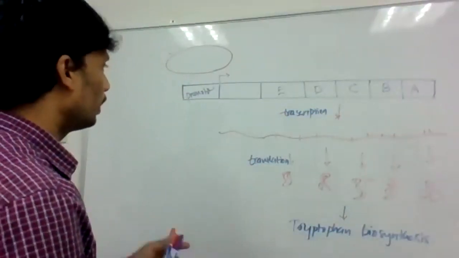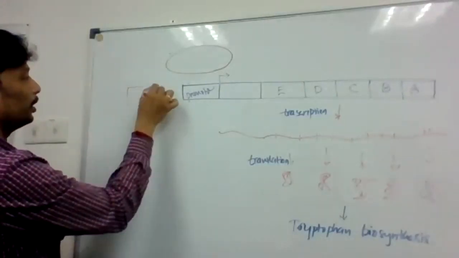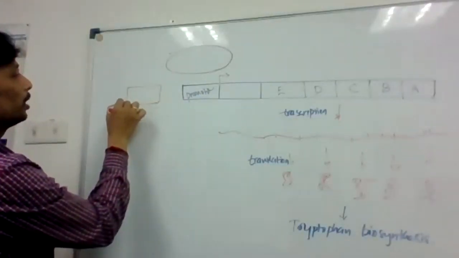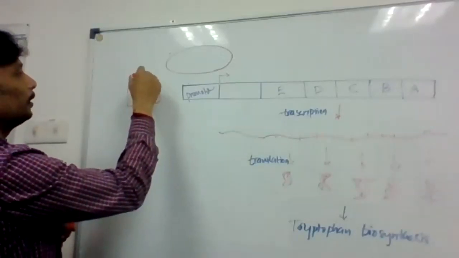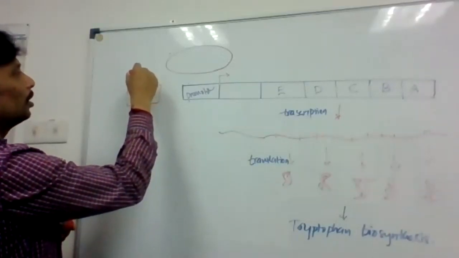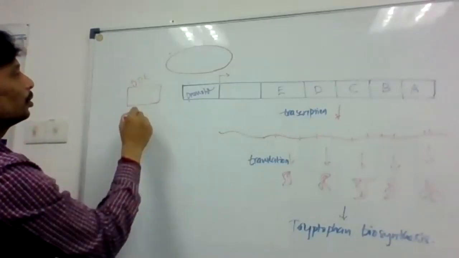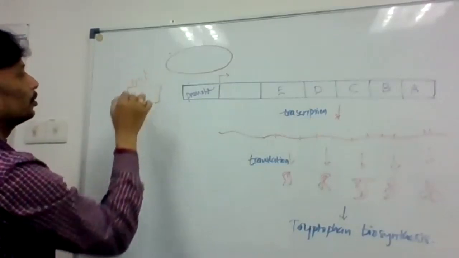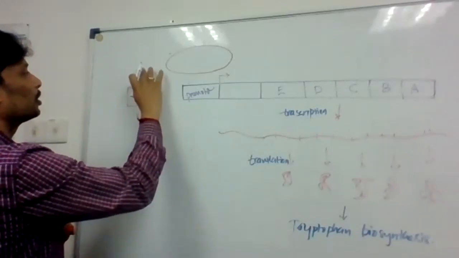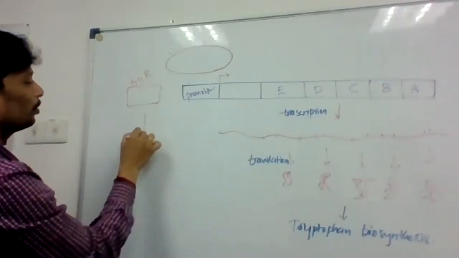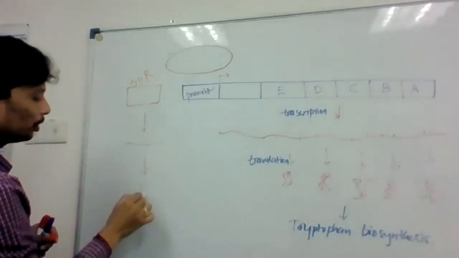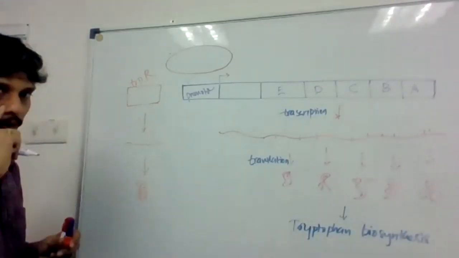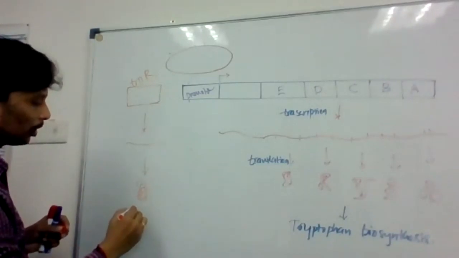So here also one regulatory repressor molecule is there, which is TrpR, I think. Whatever, it is a small mRNA and it produces a repressor molecule.